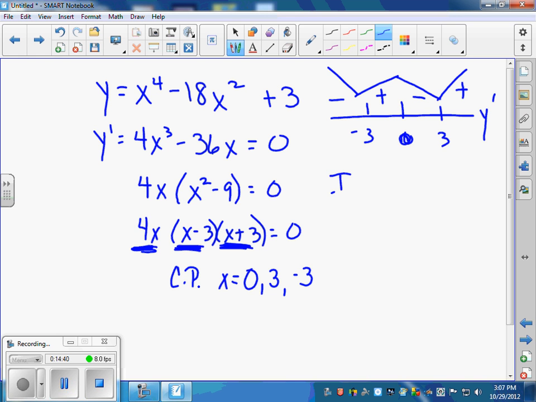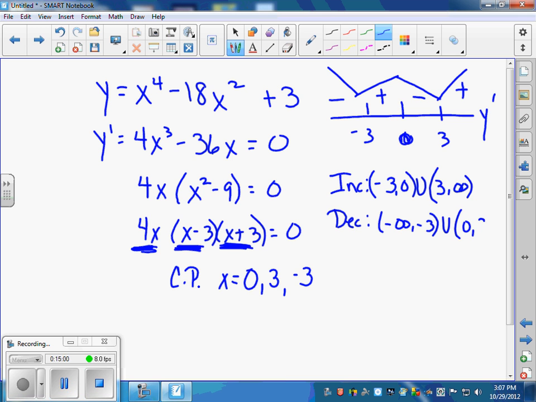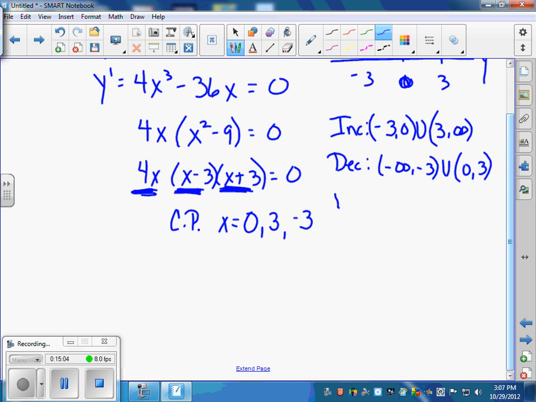So our intervals of increasing would be from negative 3 to 0. And again, since there's more than one, we put a U, and 3 to infinity. Then decreasing would be negative infinity to negative 3, U, and then 0 to 3. We also have our local maxes and mins.